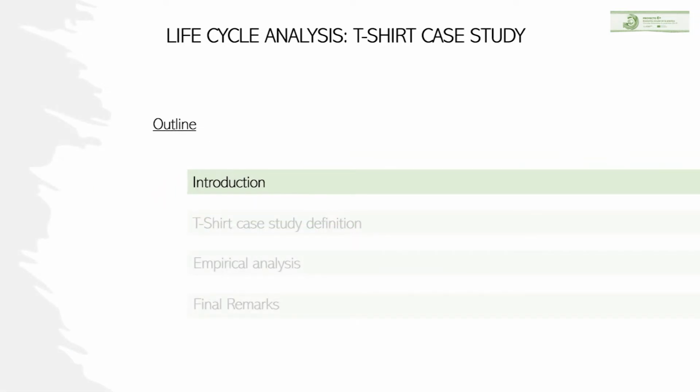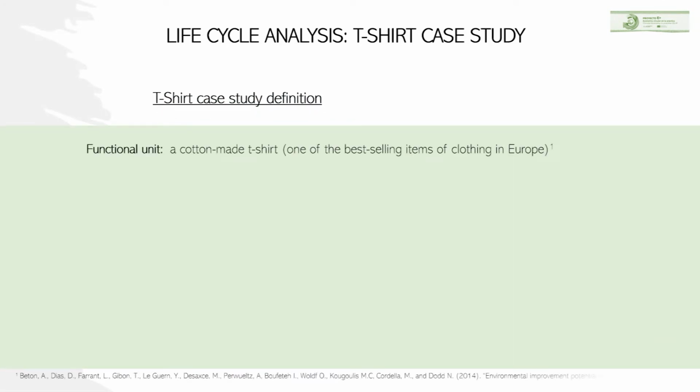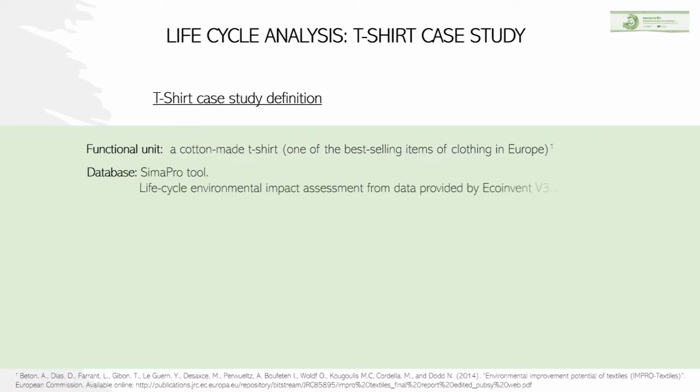This section focuses on life cycle analysis, which assesses the potential environmental and social impacts of a product system throughout its life cycle. In particular, we explore the life cycle analysis of the following product, a cotton-made t-shirt. This product is one of the best-selling items of clothing in Europe.